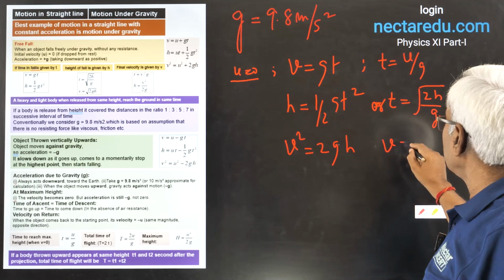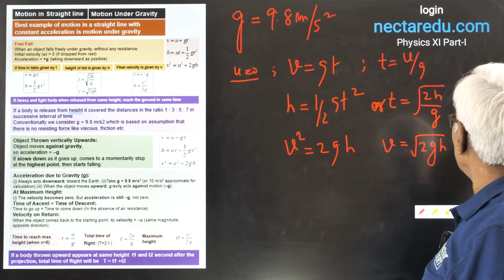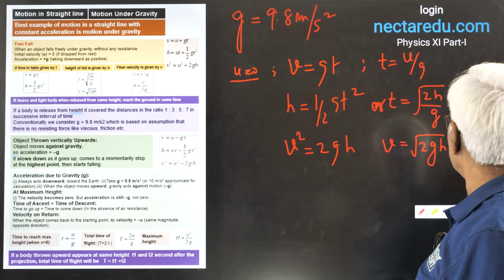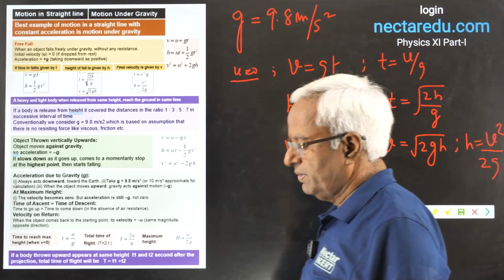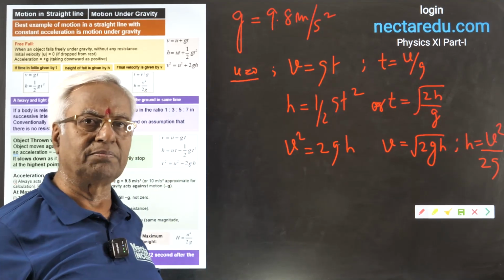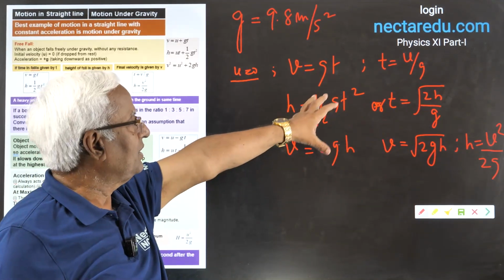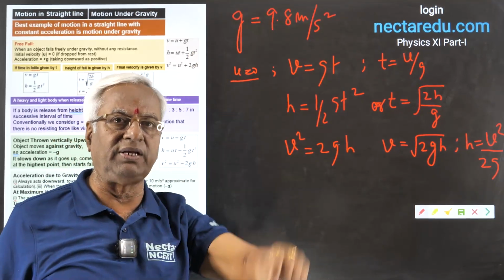Then v equals root 2gh. Also we get another form, h equals v square upon 2g. We get different values, but here one condition is already imposed, that u was taken 0. This is the case for the body falling freely.